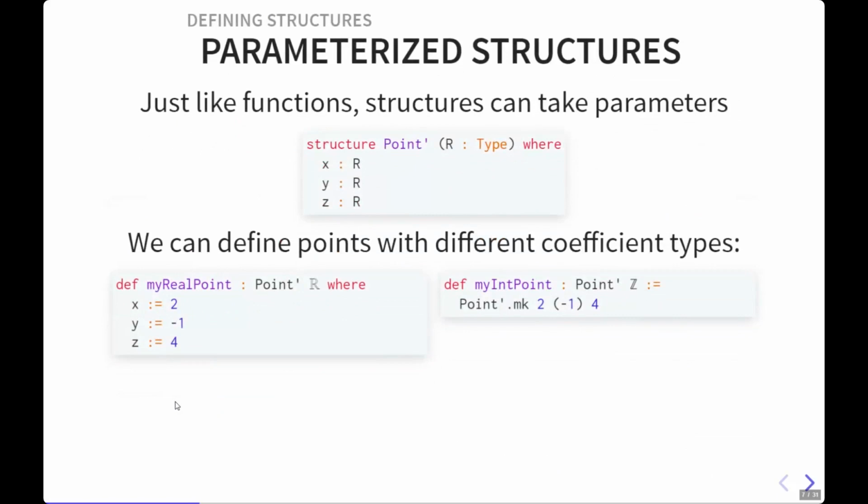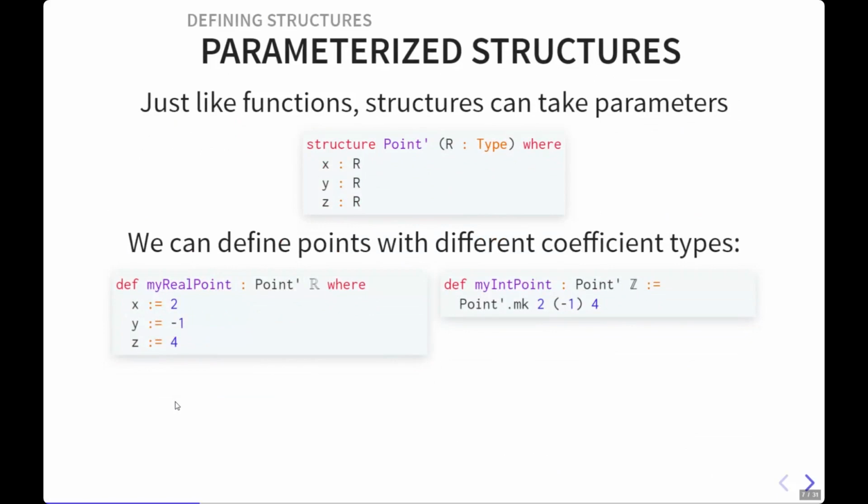Structures can take arguments. So we showed a definition of a point, the constant point at the origin, for instance. And we can do the same thing where we have a point, but it's not just a point over the real numbers, it's a point over some arbitrary type. So instead of having x is a real, y is a real, z is a real, we take r to be anything, and then we instantiate all the variables in terms of that.